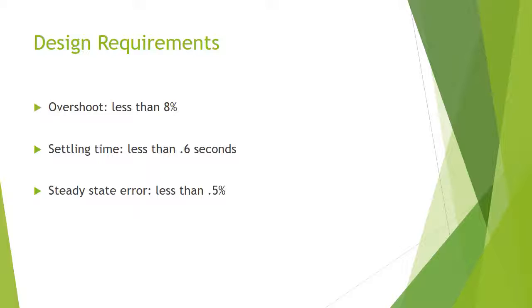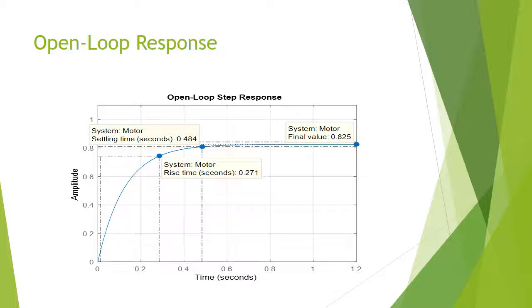The initial design requirements of the system are as follows. For the overshoot, less than 8% overshoot is required. The settling time is less than 0.6 seconds, and the desired steady state error is less than 0.5%. This figure from MATLAB shows the uncorrected open loop step response of the system. As you can see, the settling time was about half a second, the rise time was 0.27 seconds, and the steady state was 0.825.